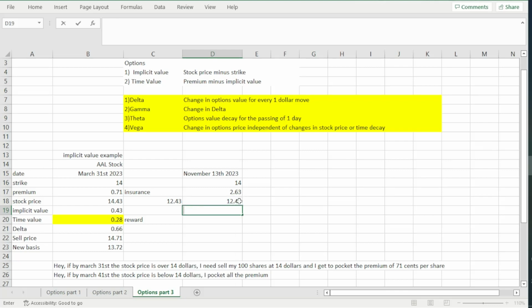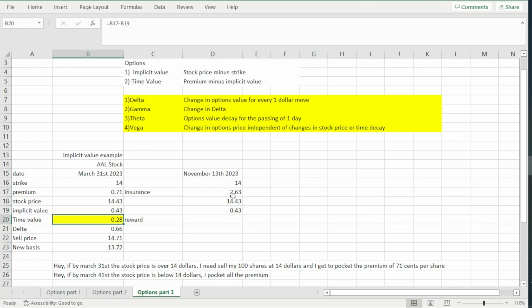Oops, I actually meant to do a stock price of $14.43. My bad, so let's go ahead and delete that. So the stock price minus the strike price, right here, minus that. At this point in time, the implicit value is still the same. Nothing's changed. But what has changed is the time value.